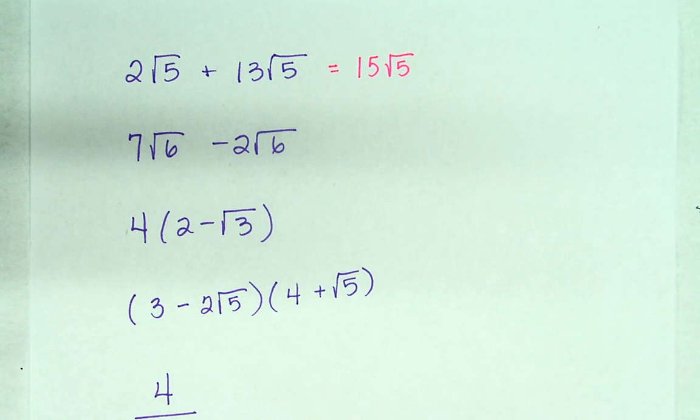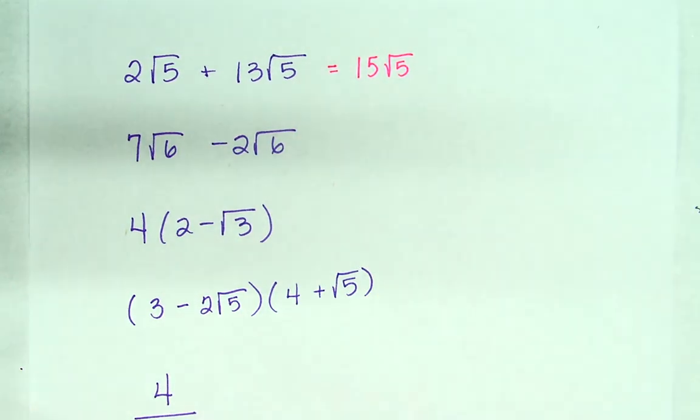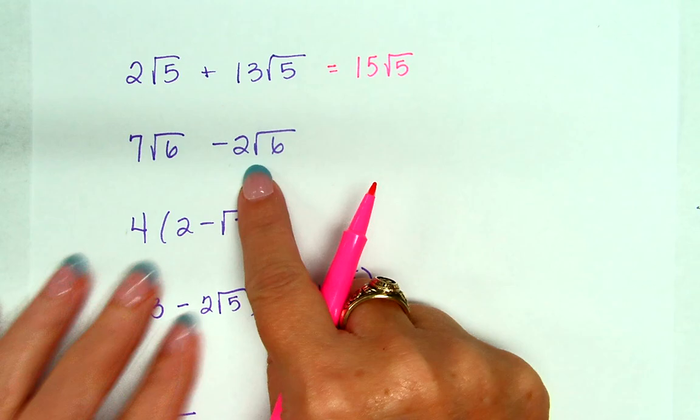Is the root 5 a variable? Well, obviously not, because it's not a letter, right? Is it acting like a variable right here? Yes. There's 2 roots of 5 and 13 roots of 5, so total there should be 15 roots of 5, right? Yeah. Okay, so what about this one?